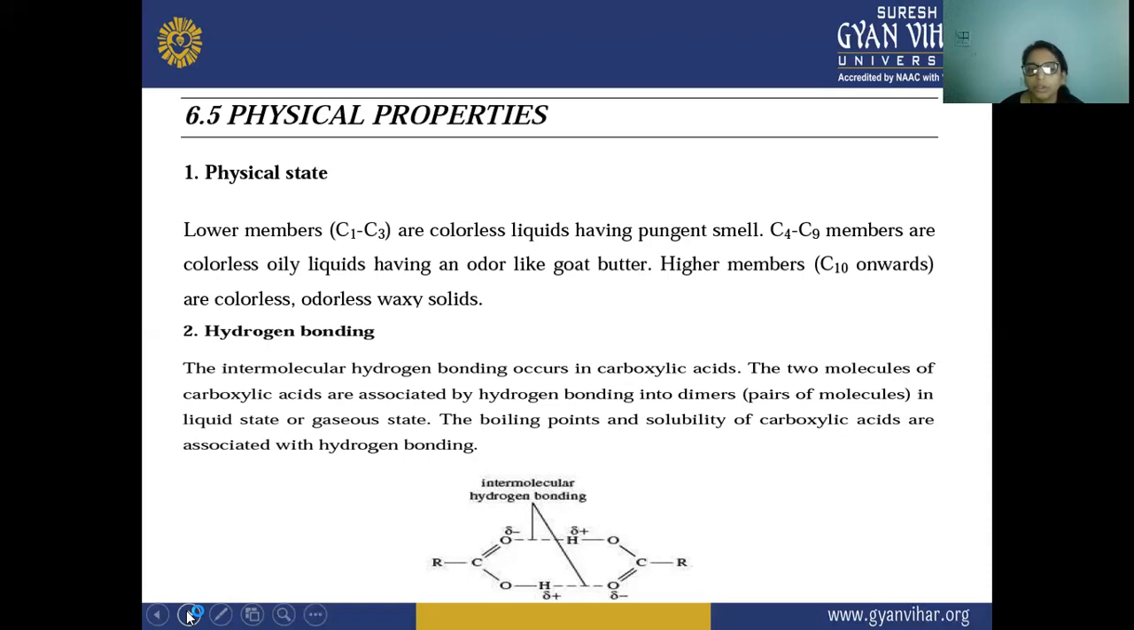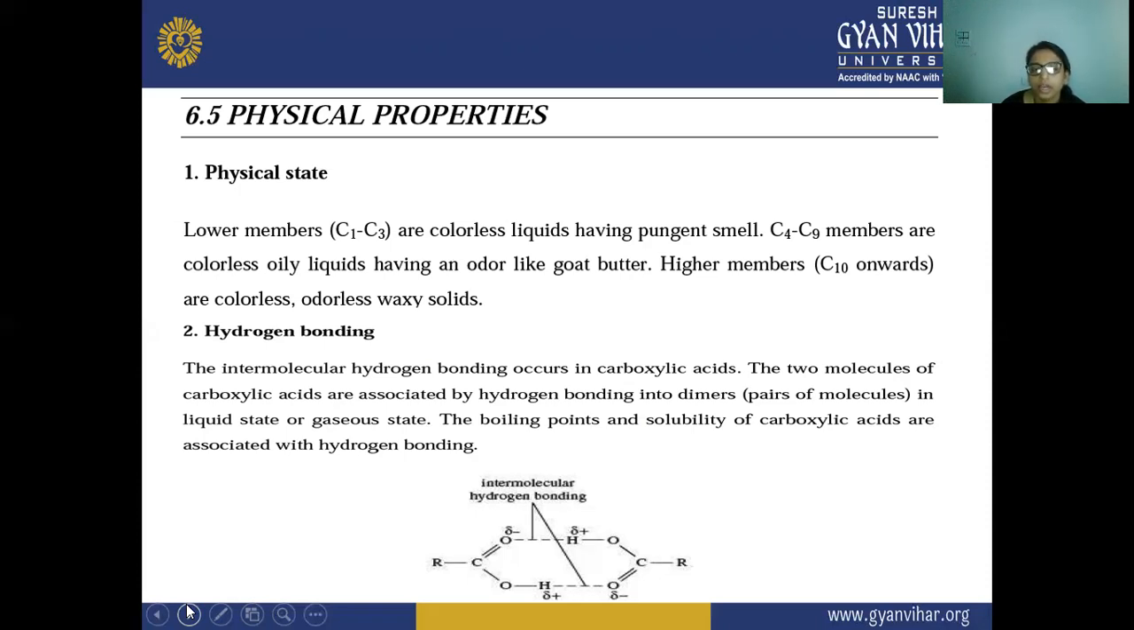So intermolecular hydrogen bonding occurs in carboxylic acids, and two molecules of carboxylic acid are associated by hydrogen bonding into dimers, that is, pairs of molecules, in the liquid state or gaseous state. The boiling point and solubility of carboxylic acids are associated with hydrogen bonding.